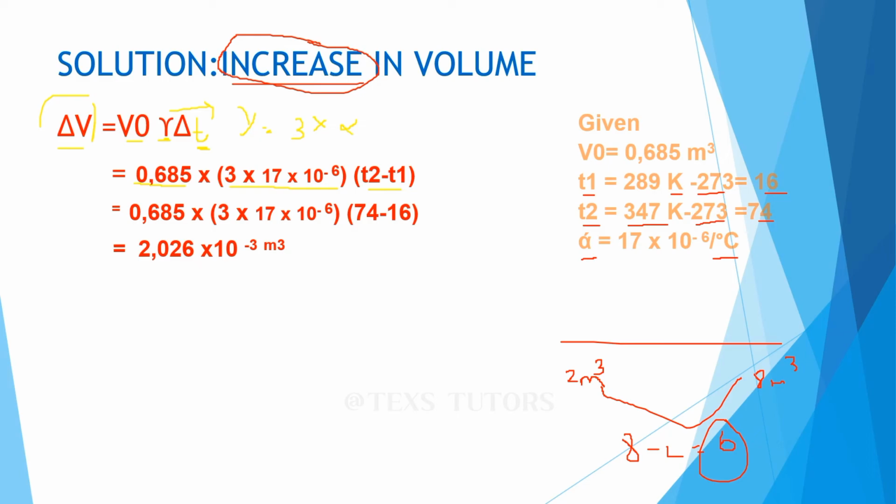So 0.685 multiplied by 3 times 17 times 10 to the minus 6, and now the temperatures in degrees is going to be 74 minus 16. So my increase or my change in volume is simply going to be 2.06 times 10 to the minus 3 cubic meters.